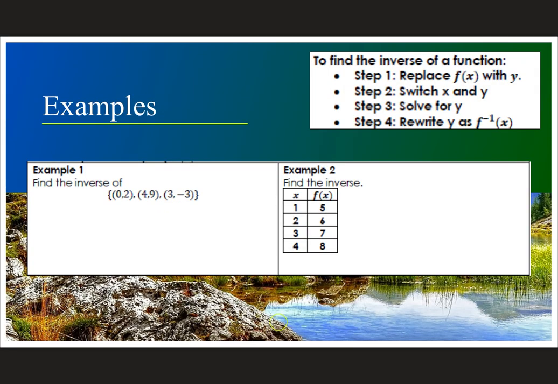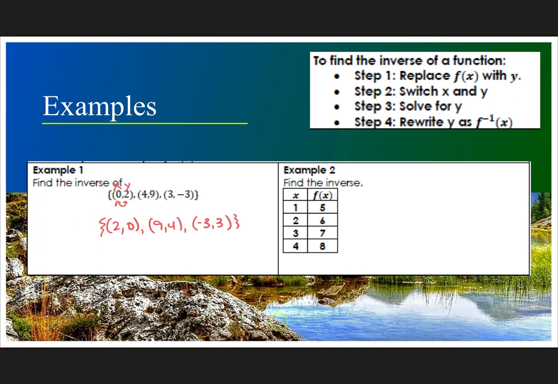So here's some examples. First of all, in these, we don't actually have the f of x part. So to find the inverse, all you're doing is switching the x's and the y's. So here's x, here's y. We're going to just trade them. So this is just going to give me another set of points. Where it was 0, 2, now it's 2, 0. Where it was 4, 9, now it's 9, 4. Where it was 3, -3, now it's -3, 3. And that's your little set of points.